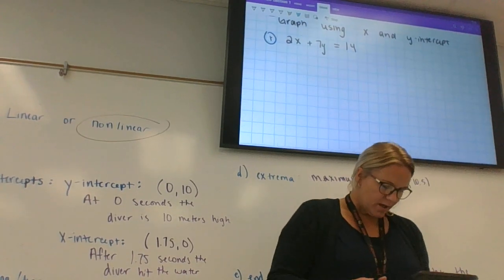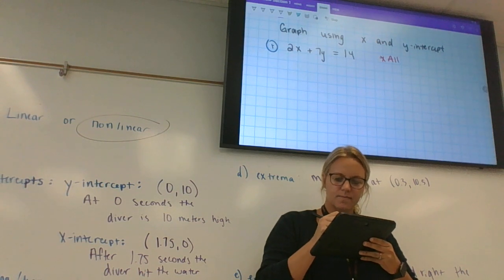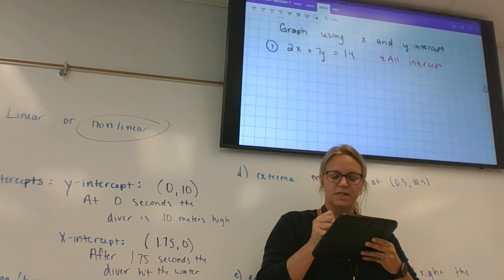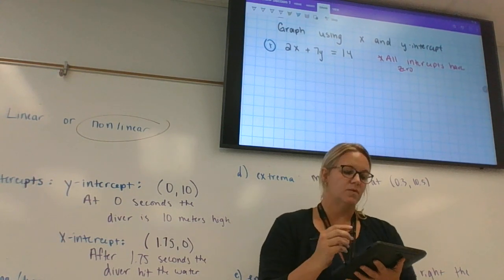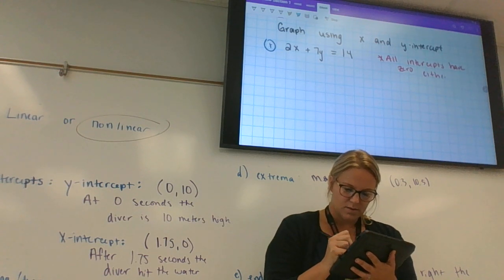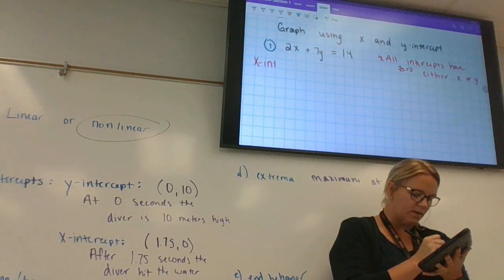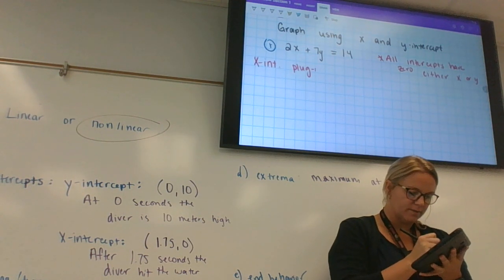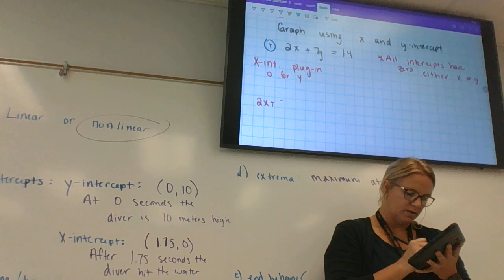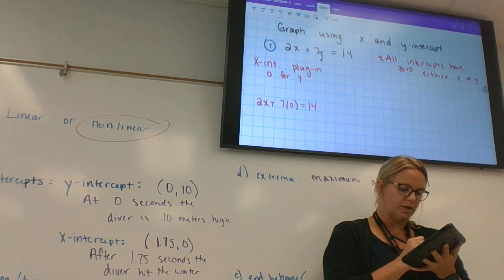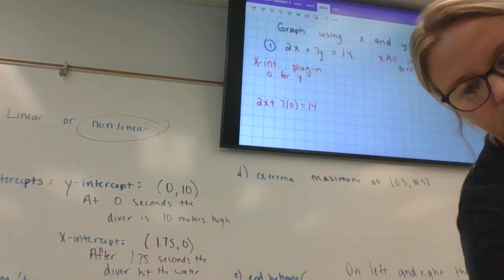Okay. X and Y intercepts. So what's true about all intercepts? All intercepts have 0 somewhere, either x or y. So to find my x-intercept, I'll plug in 0 for y. So when you hear the word intercept, your brain should be thinking 0. That's the knowledge you come with.